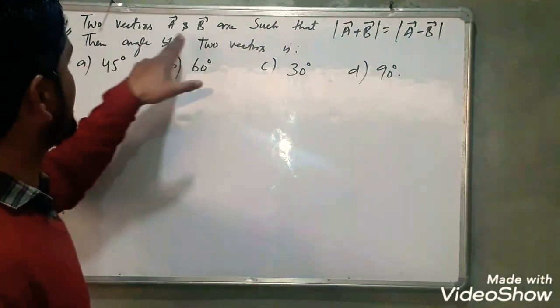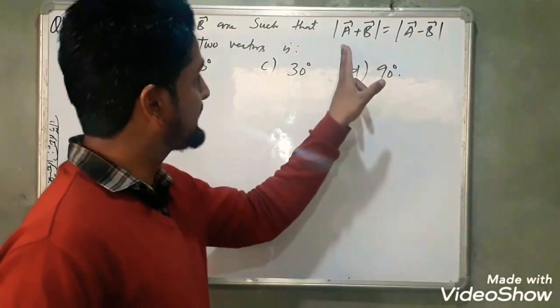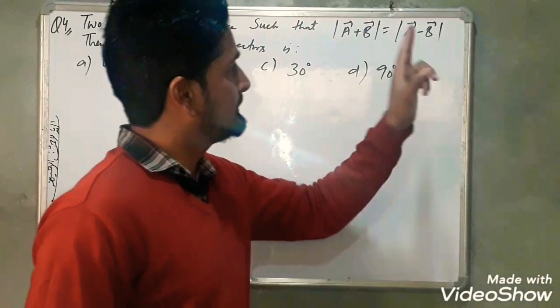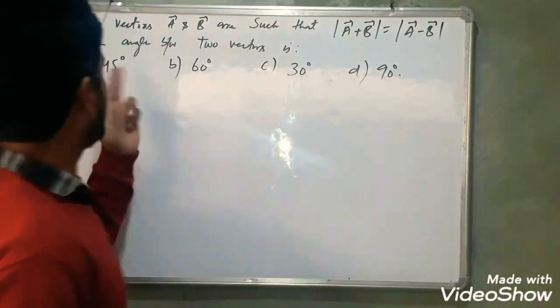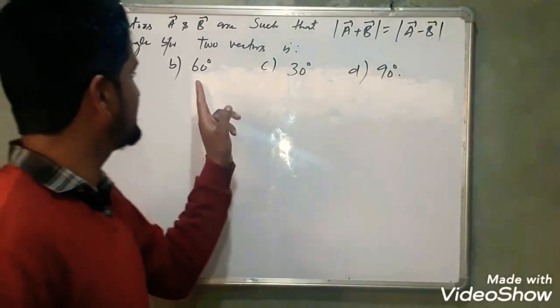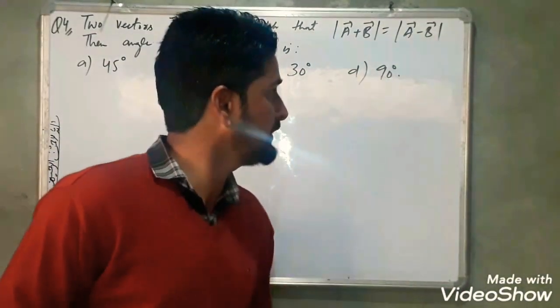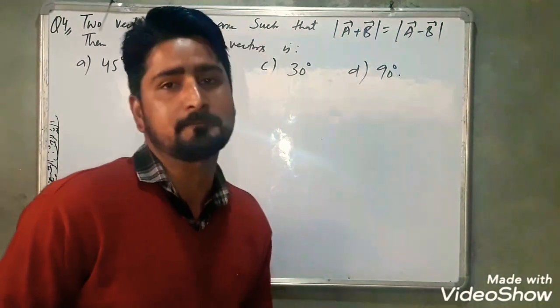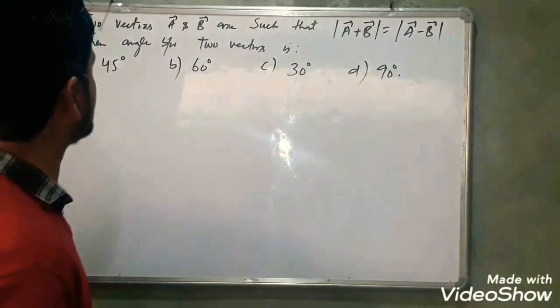Now let's solve a very important question here. Two vectors A and B are such that magnitude of A plus B is equal to magnitude of A minus B. The angle between two vectors is, we have four options: 45 degree, 60 degree, 30 degree, or it is 90 degree. Okay, let's find out the correct one.